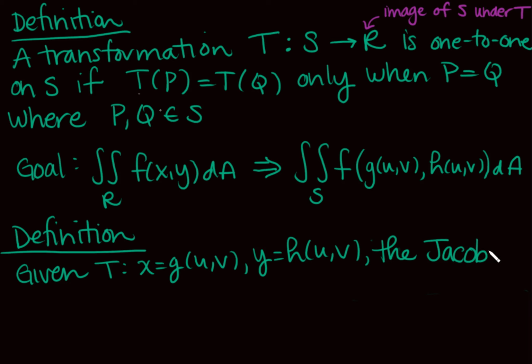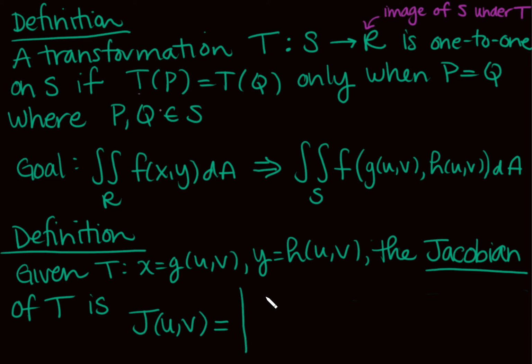So the Jacobian is what we're going to define today. The Jacobian of T, of this transformation, is given by this. This is not going to make much sense, and I'm not going to prove this to you, so you're just going to have to believe me. It's going to be the determinant of this matrix.